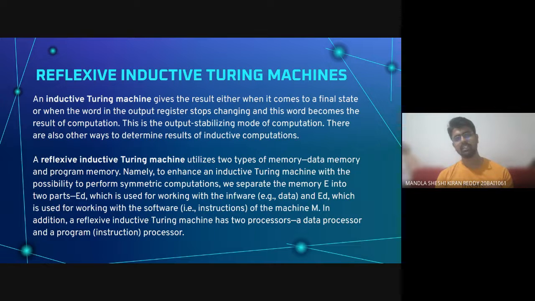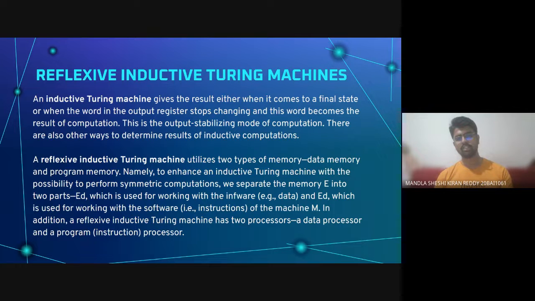There are also other ways to determine the results of inductive computations. A reflexive inductive Turing machine is a type of symmetric inductive Turing machine. In an inductive Turing machine, we have only one controlling device, but in a reflexive inductive Turing machine, we have two control devices, which decreases the development time.